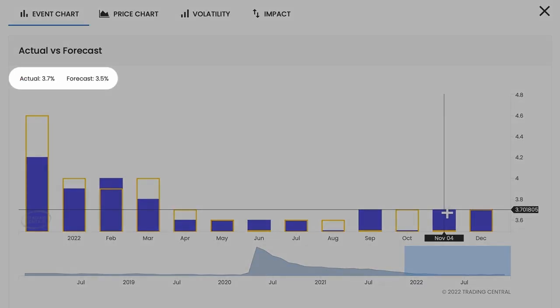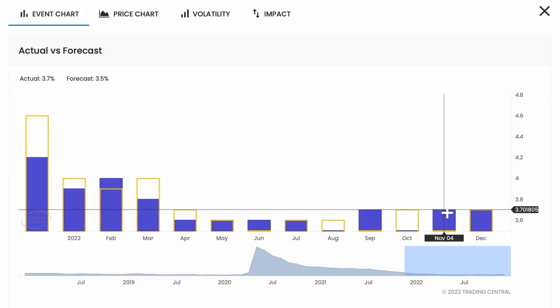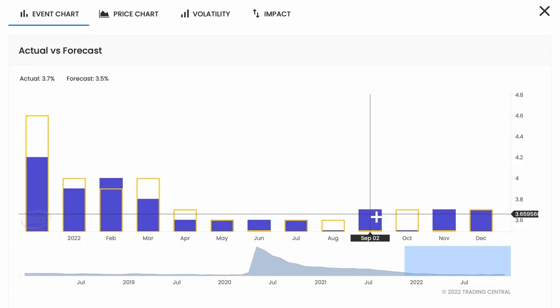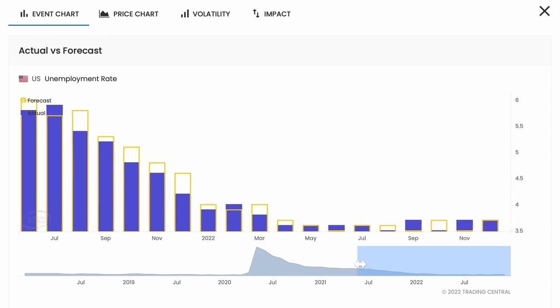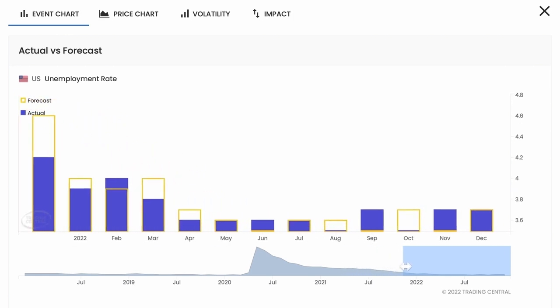In November, the forecast value for the US's unemployment rate was 3.5%, but the actual unemployment rate that was announced was 3.7%. In September, the forecast value was also 3.5%, and the actual value was 3.7%. Adjust the time frame by moving the blue bar at the bottom of the chart. The graph across the bottom of the chart shows the entire history of the actual results of the event.